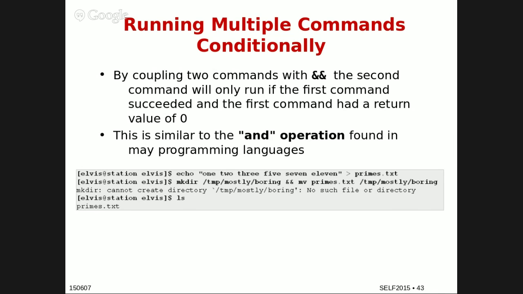The or is exactly the opposite of that. The second command only runs if the first command fails. So in this example, we make the directory temp mostly boring and then move our primes text to it. And why would that mkdir fail? No mostly folder, exactly. So if they put a -p on there, it would have worked, but they did not. So the mostly directory does not exist. Therefore, the mkdir is going to fail, and the condition is going to fail. So the return value is not going to be 0. It's going to be higher than 0.